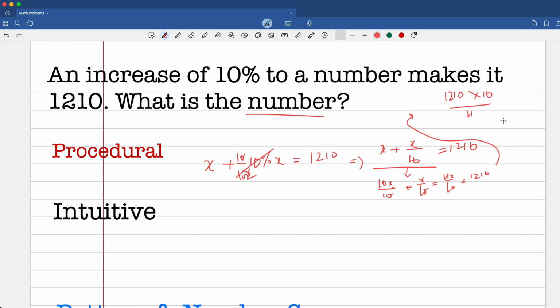Then I have to do the long division, which is again still procedure, remember. So it's 12100 divided by 11. 11 goes one time, then I have a remainder of 1. I bring the other one here, that is 1. And the rest of them are zeros. So 1100 is the answer. So X is 1100.